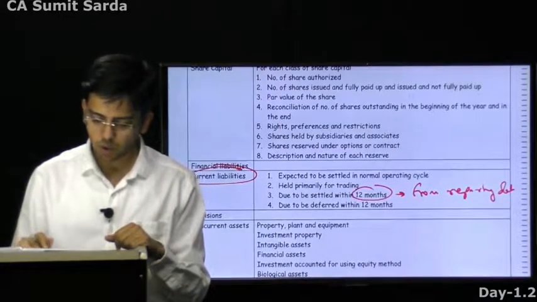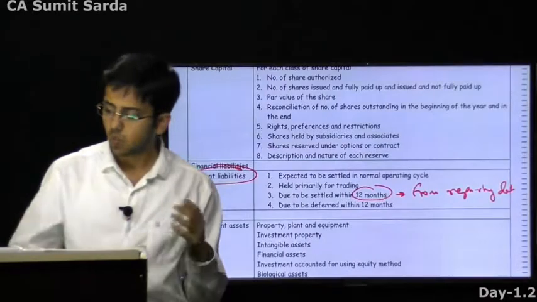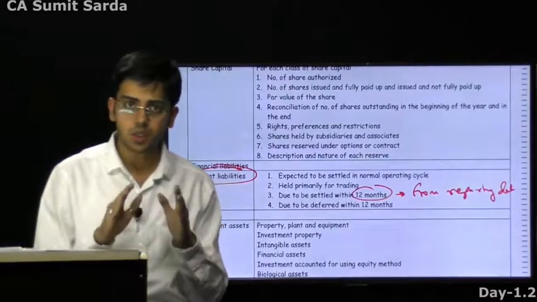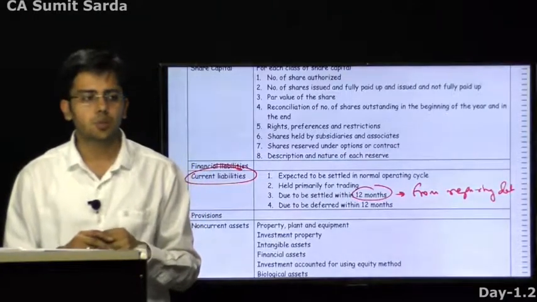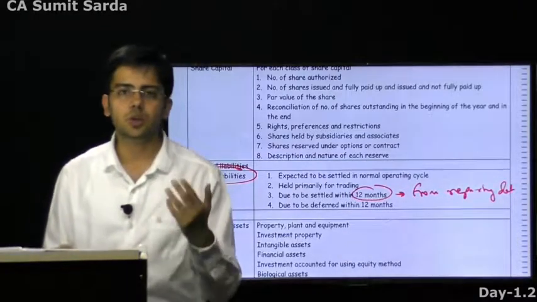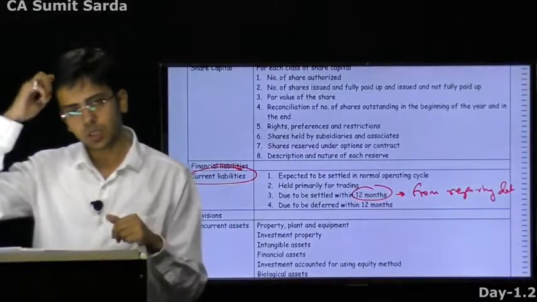We need to understand what is operating cycle under Indian accounting standard. We are discussing as per Indian accounting standard. Now, if a product is due to be received within 12 months from the reporting date, it is considered to be current.